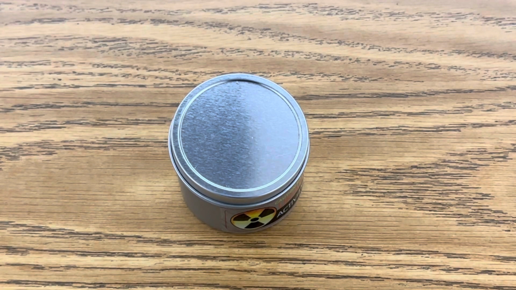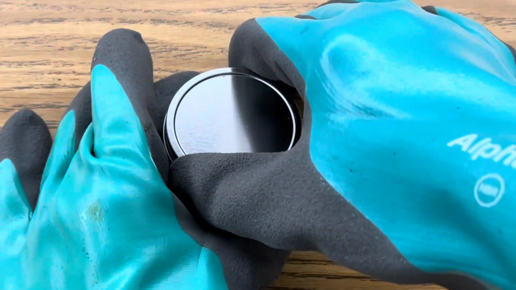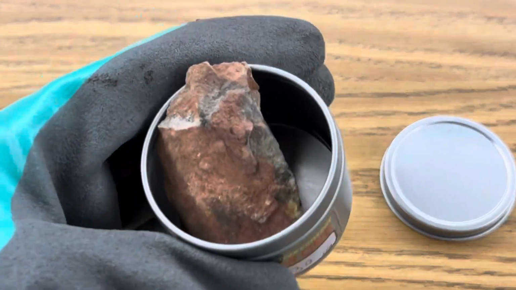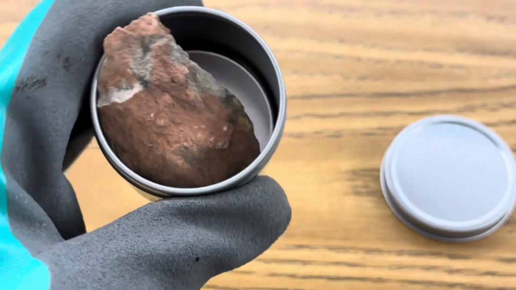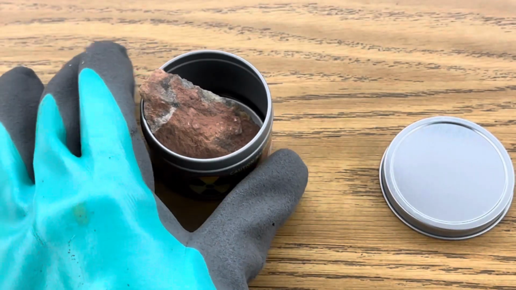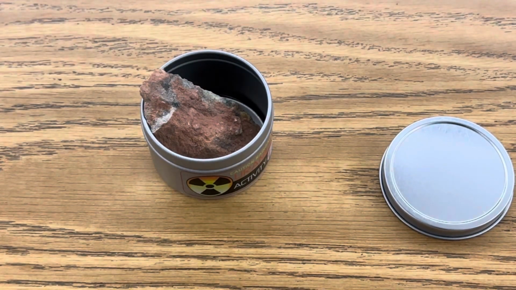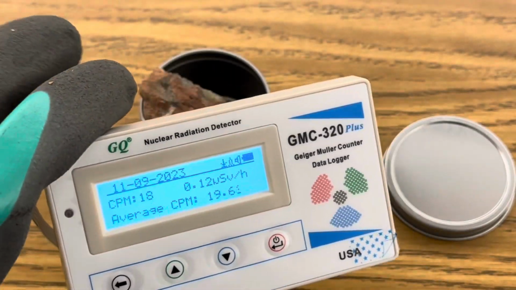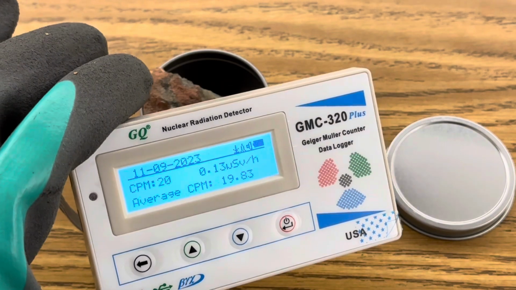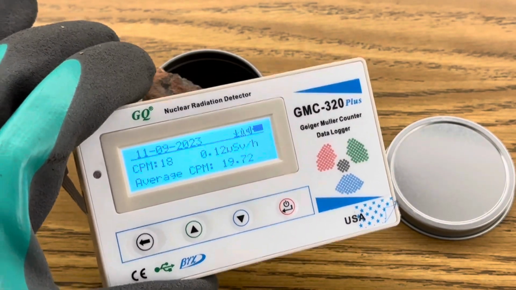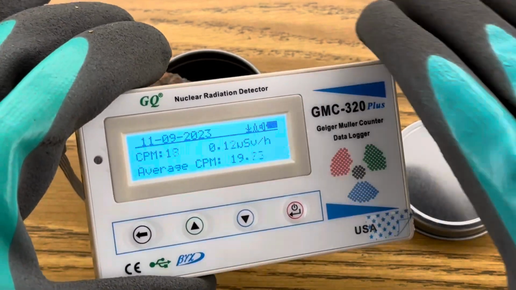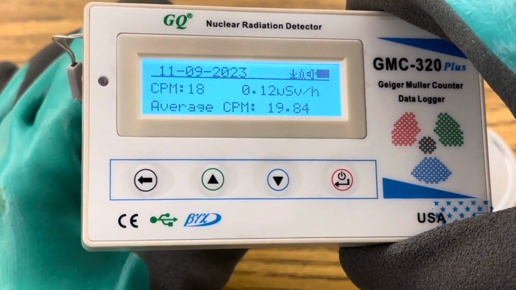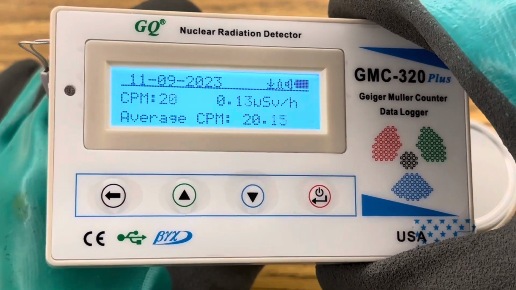So even when handling low-level radiation like uranium-238, you really should wear gloves. And this is what our sample of uranium looks like that's being shielded in this aluminum can. Let's get our Geiger counter and take a look at where it is right now. It's at 19 CPM. Let's get it closer to our uranium-238 and see if it gets any higher. Up to 20.